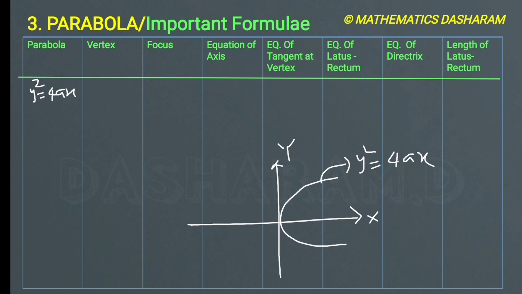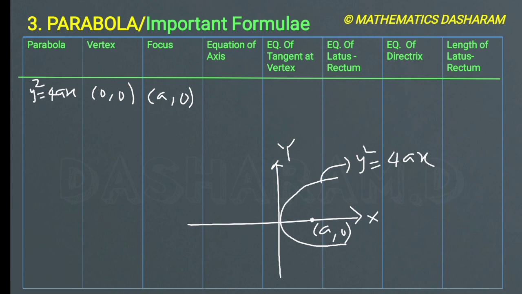In this diagram, vertex means where the axis cuts the parabola, that is called the vertex. So here the vertex is the origin, 0 comma 0. Next, focus means a fixed point, which will always be on the x-axis. Generally on the x-axis the coordinates will be a comma 0; the y coordinate should be 0, then only the point will come on the x-axis. So here focus is a comma 0.